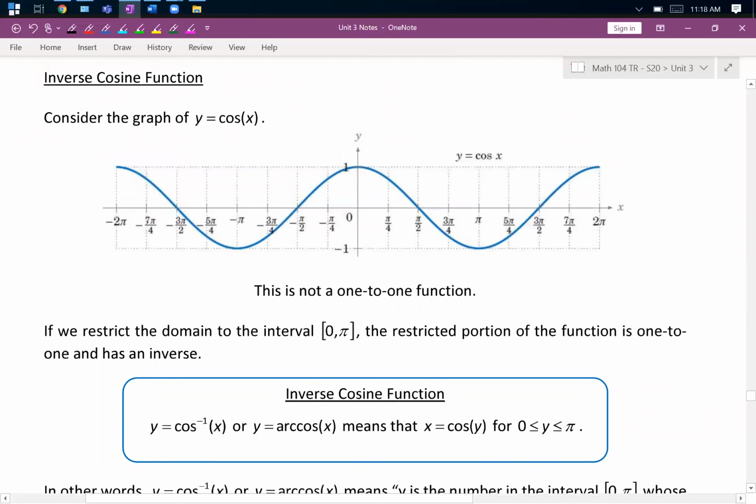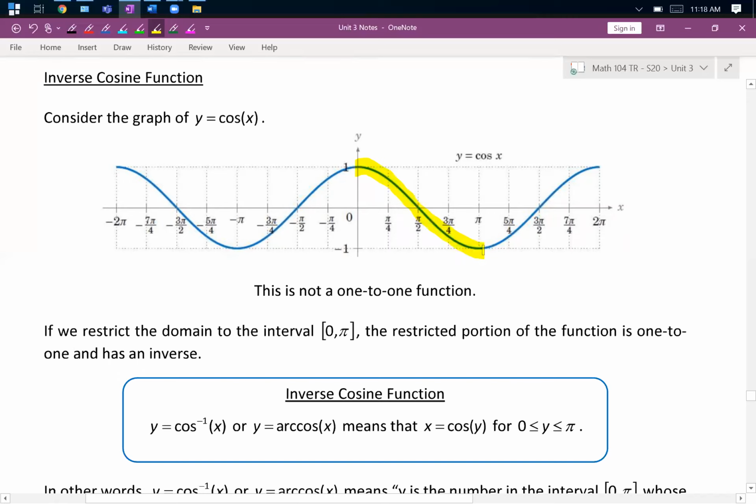All right, I'm going to tell a similar story for cosine. So if we take a look at the graph of cosine, we see that it's definitely not a one-to-one function. But if I try to take that same piece that I did with sine, that's not a one-to-one function either. So I need to select a different piece. This time, to get a one-to-one section, we're going to select from 0 to pi.